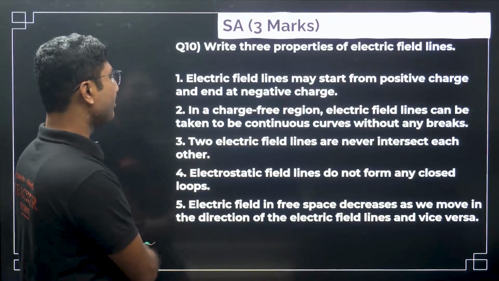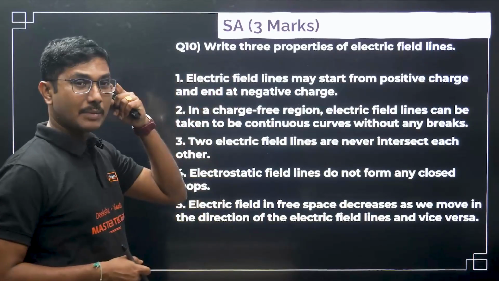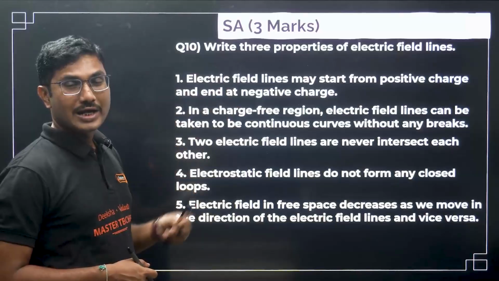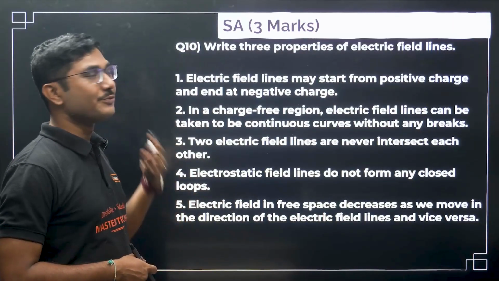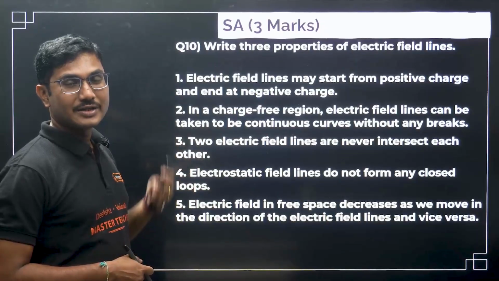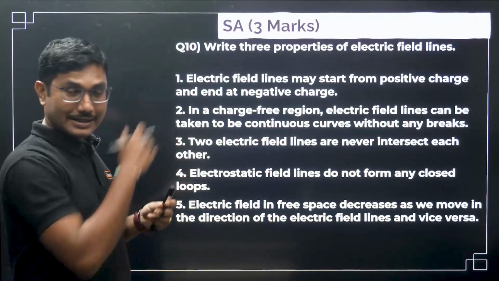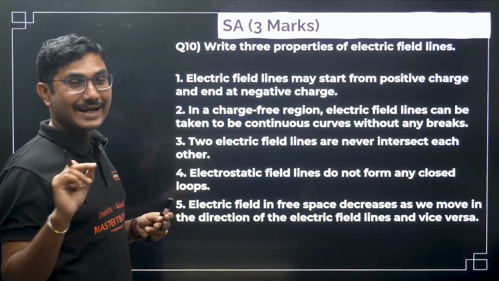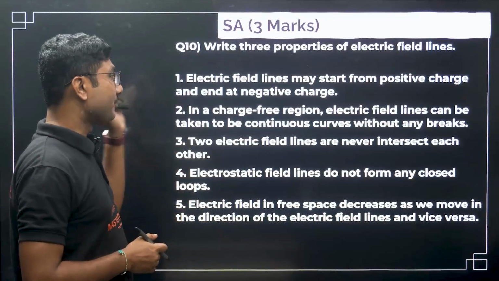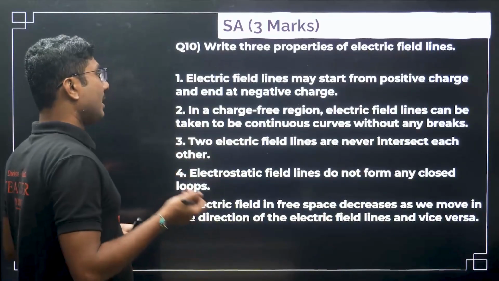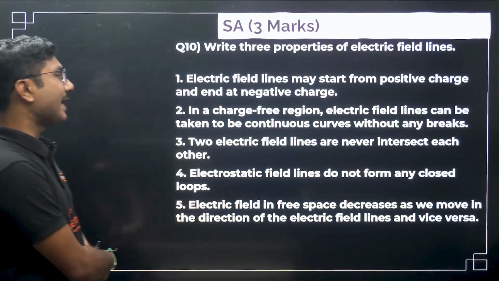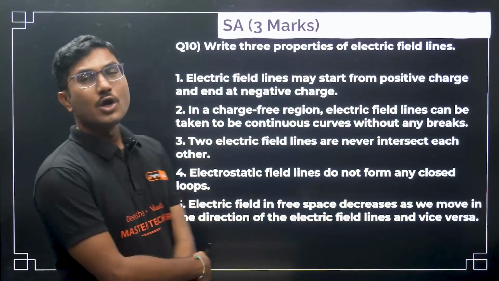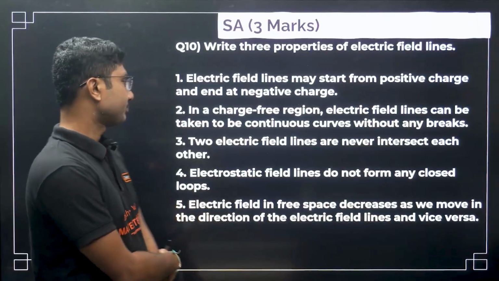Easy point to remember. They are not 2 separate points, this is 1 point. I have seen students writing "electric field lines may start from positive charge, end at negative charge," and then in the next point writing "electric field lines end at negative charge." That is not true. You have to write it as a single point. In a charge-free region, electric field lines can be taken to be continuous curves without any breaks.